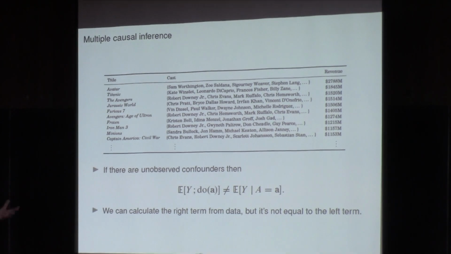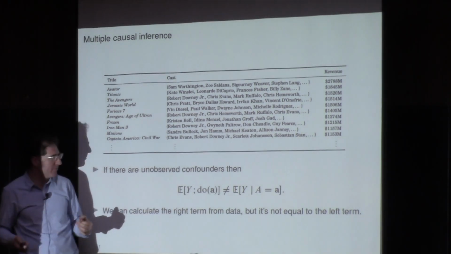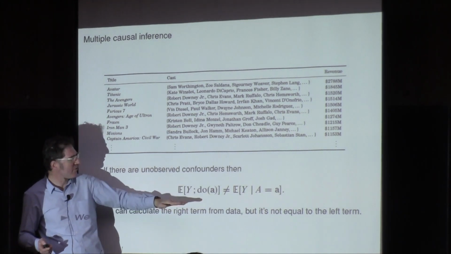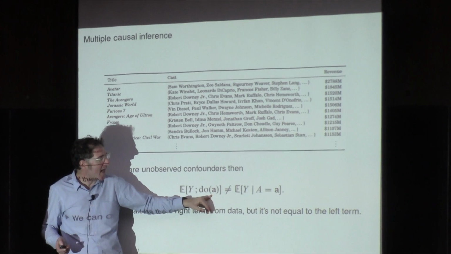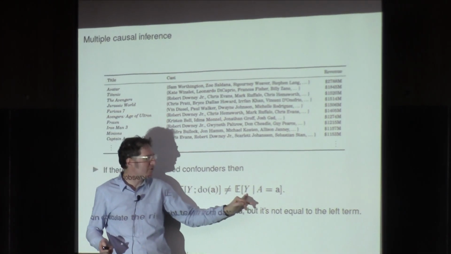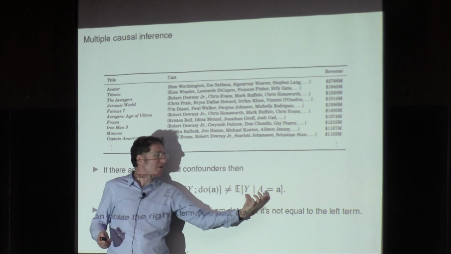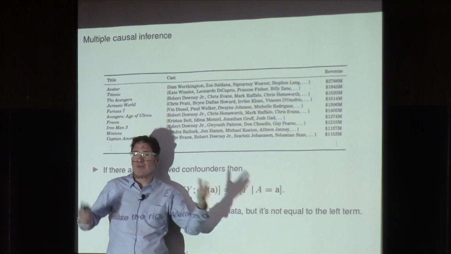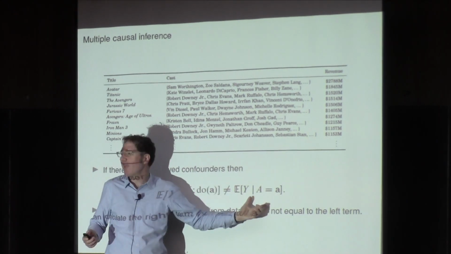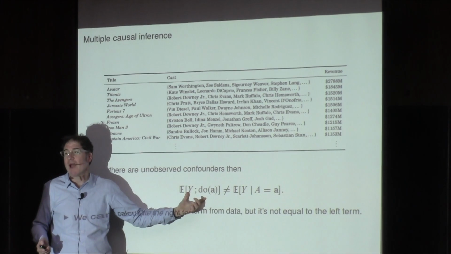Okay, so in classical causal inference, if there are unobserved confounders, then we have this problem. They call it the fundamental problem of causal inference sometimes, that the expectation of Y when I intervene on the cast is not equal to the expectation of Y conditional on the cast being little a. And this right-hand side I can calculate from my data, by subsetting all the movies that have the cast that I care about and taking an average of their revenue, but it does not equal what I'm after.